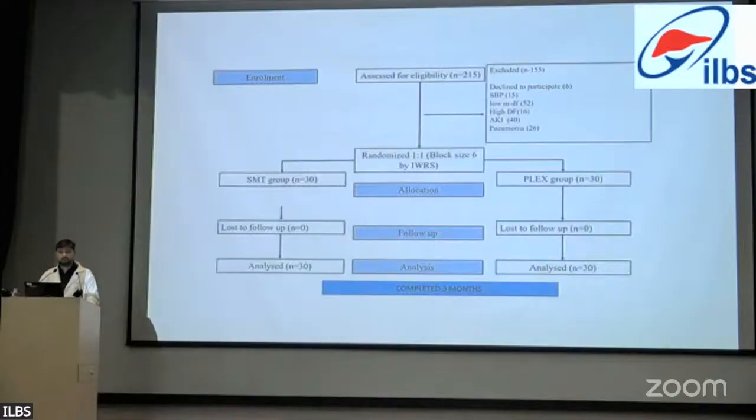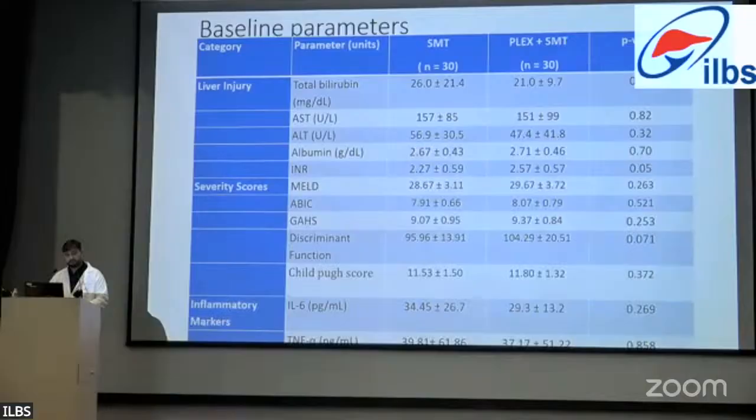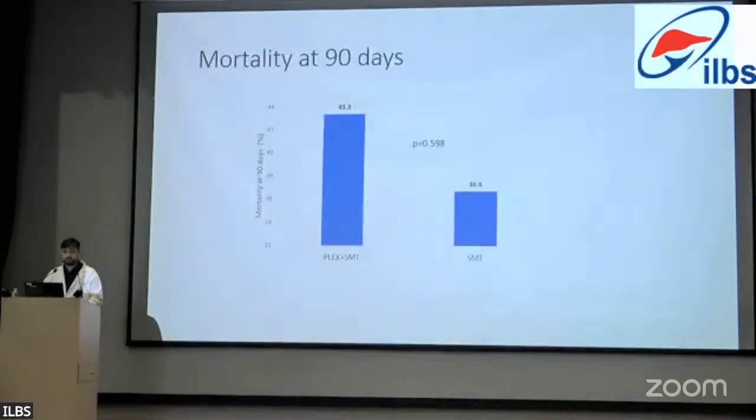So coming to the results, around 215 patients were assessed for eligibility, but 155 patients were excluded. The patients who were eligible were randomized by IWRS facility, and 30 patients in each group were allocated, followed up, and completed the 3 months follow-up.